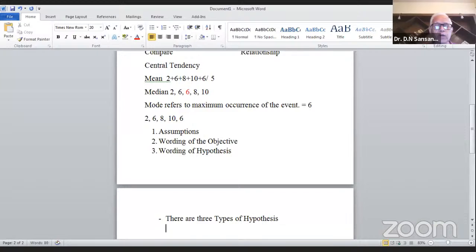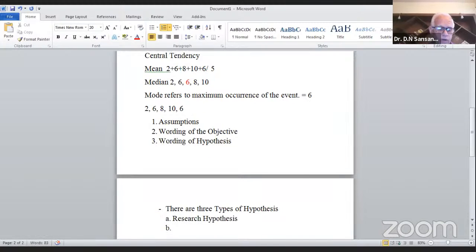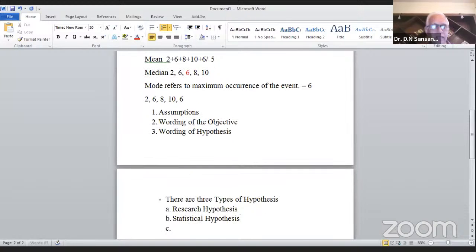One is called research hypothesis. Another is called statistical hypothesis. And the third one is called operational hypothesis. Now, as a researcher, you should know these three. Now, it is your choice whether you want to formulate the research hypothesis, or statistical hypothesis, or operational hypothesis. It is your choice. There is no need of asking anyone. If you want to formulate a research hypothesis, you can formulate. If you want to formulate a statistical hypothesis, you can formulate.